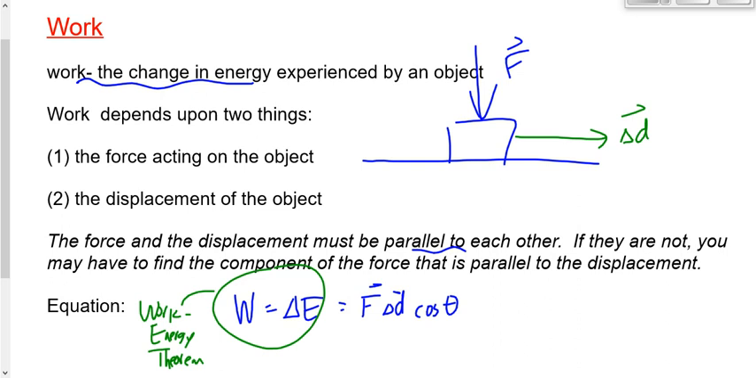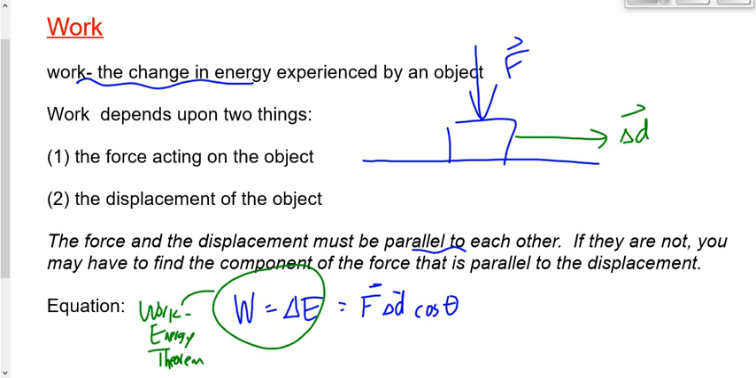What would the angle between the force and the displacement be? 90 degrees. What's cosine 90? On the calculators right now. Cosine 90 is 0. So the equation becomes f times d times 0, which means the work done is 0. Do you see that?